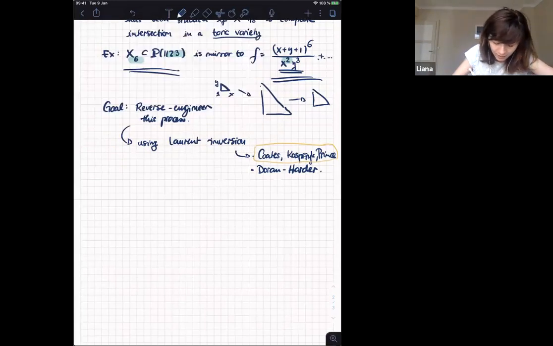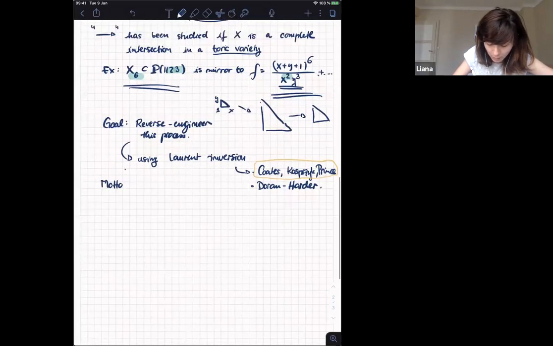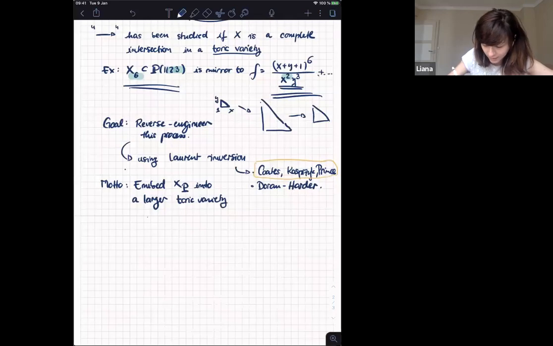And the basic thing, the motto here, is to embed XP, the guy that we have, into a larger, by this I mean larger dimensional, toric variety, and smooth it inside there. Let's say this toric variety is Y, and smooth it there as much as possible, to get X.